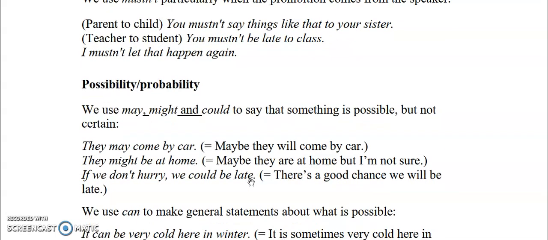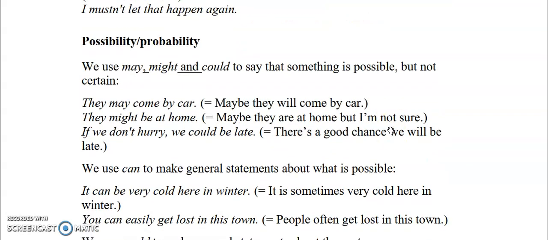Possibility or probability. We use may, might, and could to say that something is possible but not certain. They may come by car. Maybe they will come by car. This means that I'm not sure whether this action is going to happen. They might be at home. Maybe they are at home, but I'm not sure. If we don't hurry, we could be late. There is a good chance we will be late.